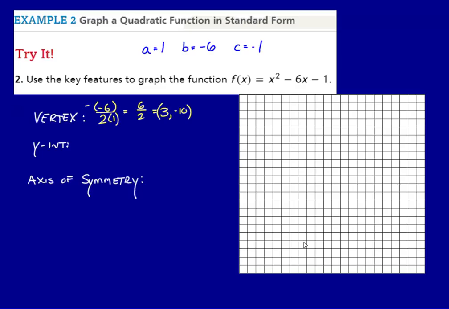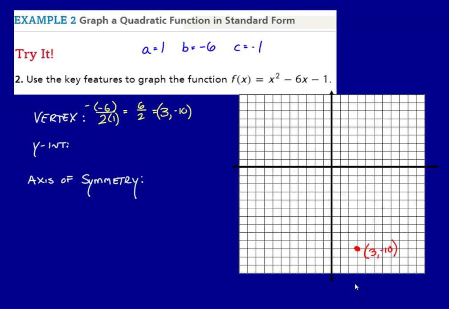Okay, so let's start graphing this thing. And I'm going to make sure I have 10 here. So I'm going to make this a little bit higher. 1, 2, 3, 4, 5, 6, 7, 8, 9, 10. Okay, here's 10. So my vertex is at 3, negative 10. So I'll put a point right here. That is 3, negative 10.